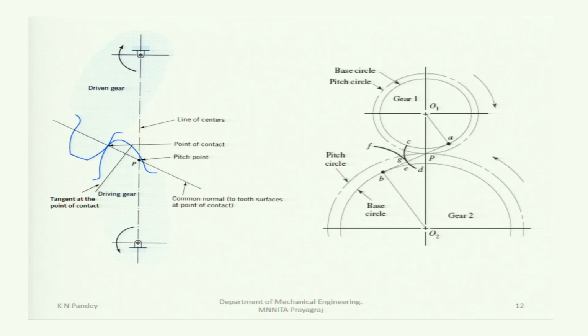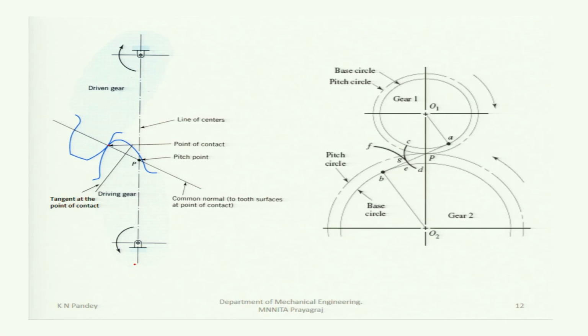Now, if we see the involute tooth profile, let we have a driven gear which is rotating with this center and a driving gear which is rotating with this center. The driving gear is rotating in an anti-clockwise direction, then the driven gear will rotate in a clockwise direction. Now, the involute tooth profiles are shown here, this and this one. So, the point of contact at any point is this one. This is the point of contact.